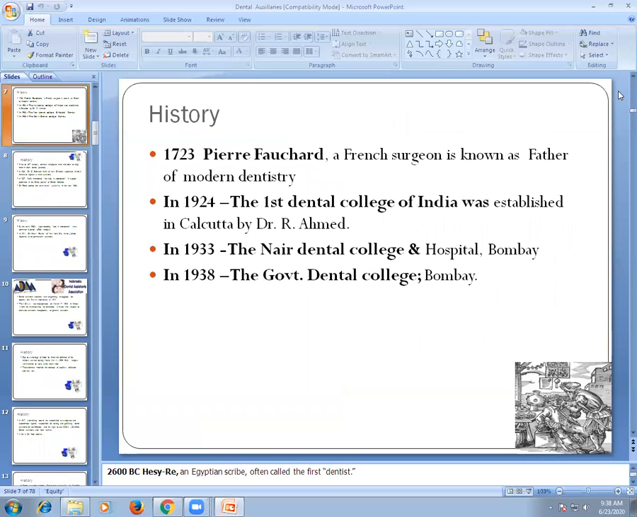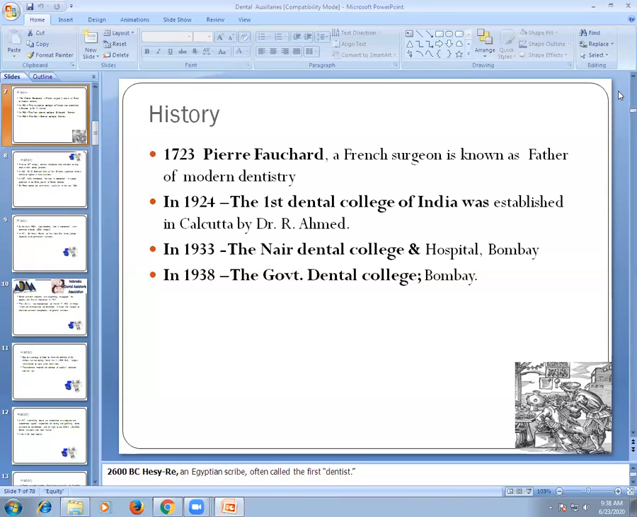In 1723, Fauchard, a French surgeon, is known as the father of modern dentistry. In 1924, the first dental college of India was established in Calcutta by Dr. R. Ahmed. Please listen, because this sentence is asked as an MCQ. In 1924, the first dental college of India was established in Calcutta by Dr. R. Ahmed. In 1933, the Nair Dental College and Hospital.